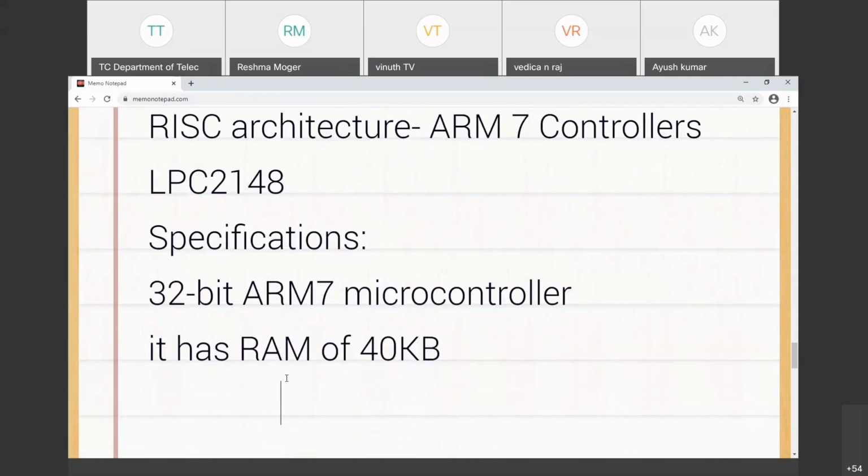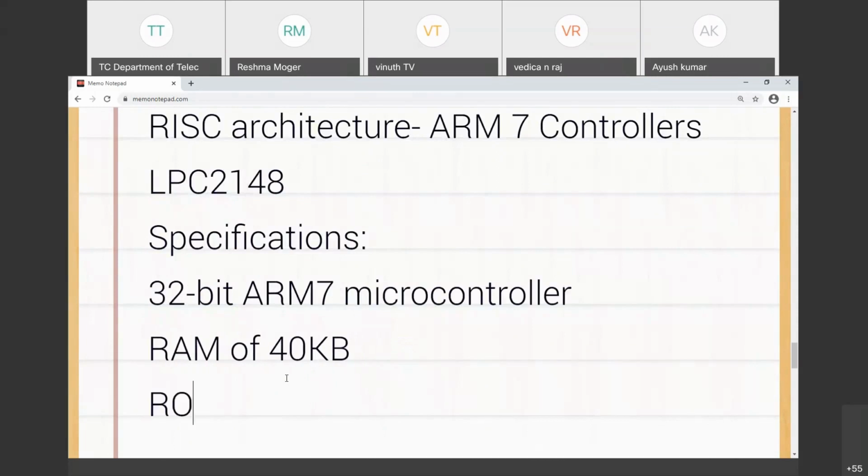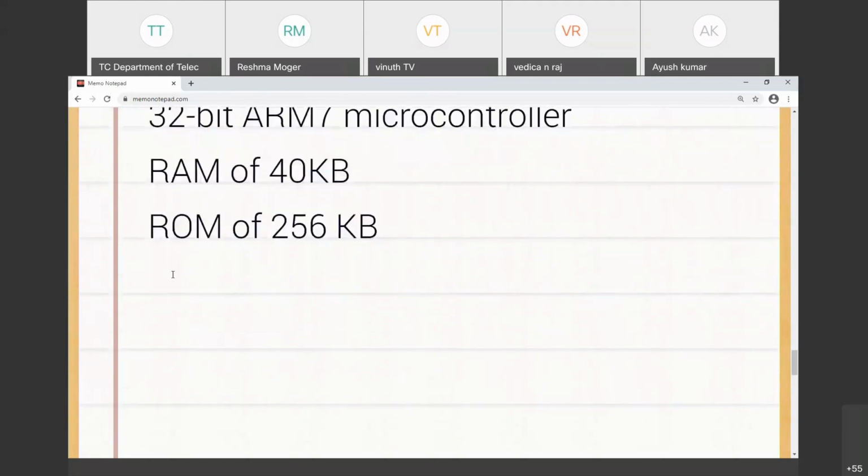Okay, RAM size. It has ROM. What is the ROM capacity? ROM capacity, which is of 256 KB. Okay, if I write like this, 256 KB, kilobytes. So like this I'm writing the specification. Okay, now how many does it have?